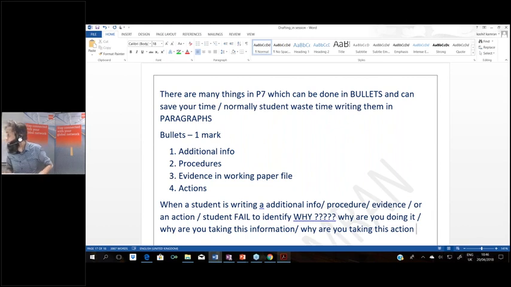Yeah, bullet means one-liners, right? But the one-liner means not like review the board minute full stop. Review the board minutes to confirm something, like a proper sentence, right? The sentence can go from 1 line to 1.5 line or 2 lines, but it has to be like a form of a sentence. Okay, another common mistake students do in P7.